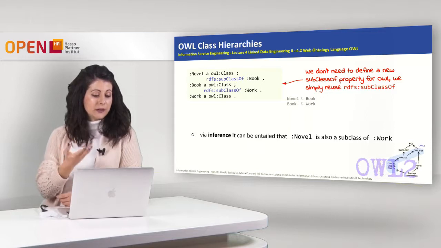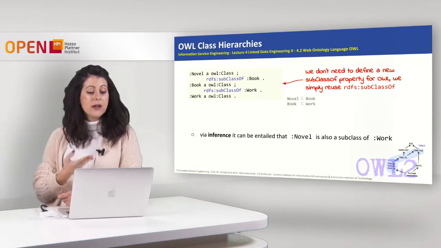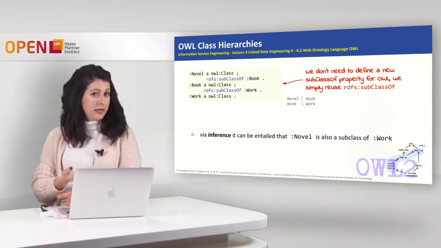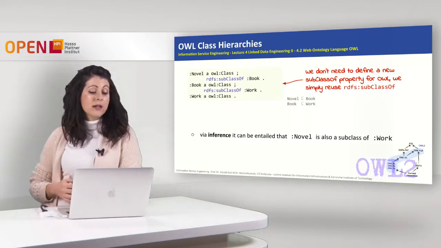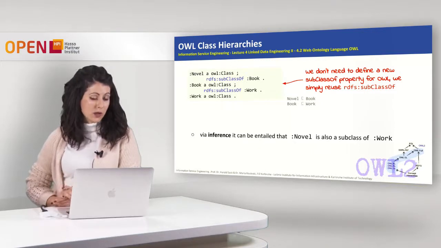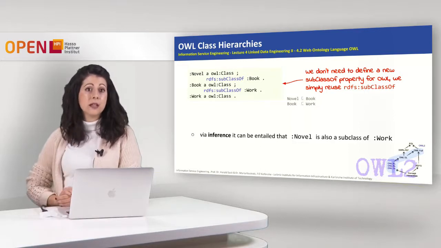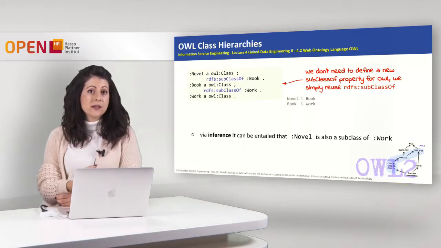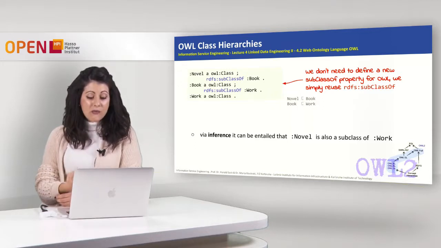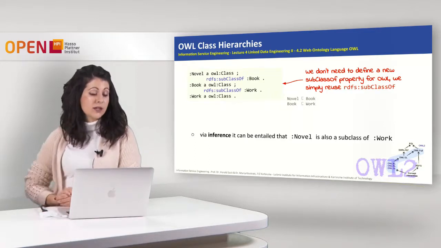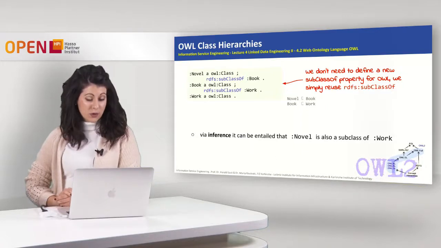We have this novel being of type class, and then we say that this novel is RDFS subclass of book. And then we define book being a class, and we say that book is RDFS subclass of work. And finally, work is defined as being a class. So this is how we define hierarchies in OWL as well. Pretty simple. By defining those hierarchies, we are able to make inferences. So via these inferences, we can say in the end that novel is also subclass of work by following the hierarchy we just defined using the RDFS subclass of property.